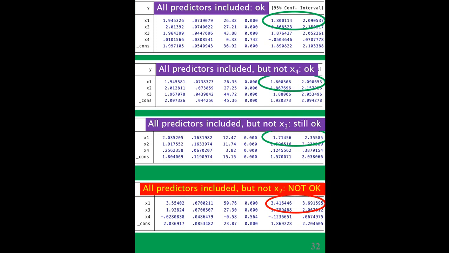Finally, this is where the trouble starts. x2 was correlated both to x1 and to y. Leave it out.